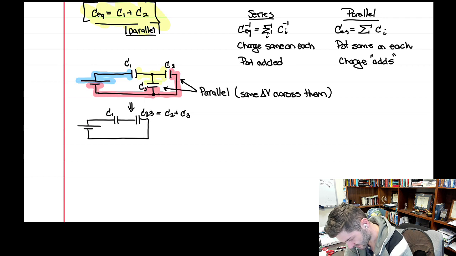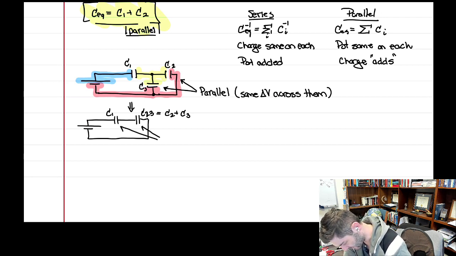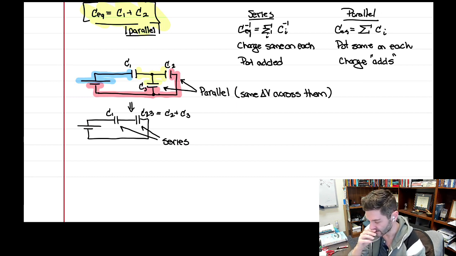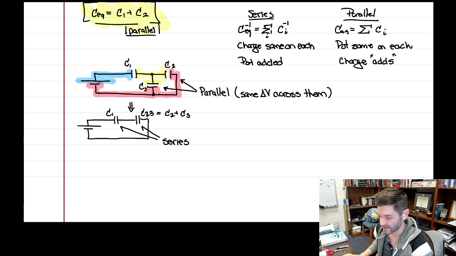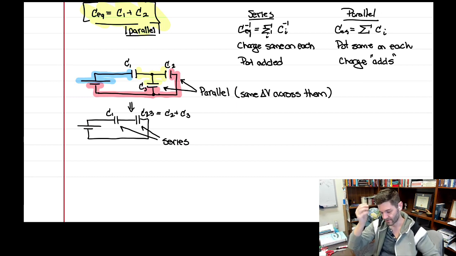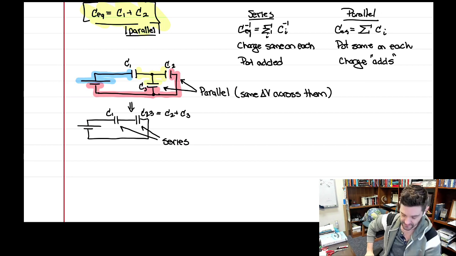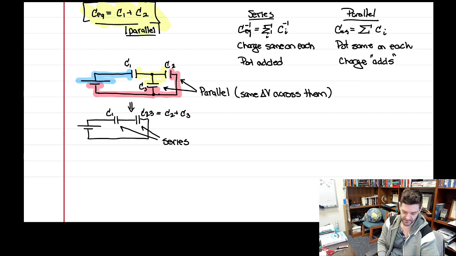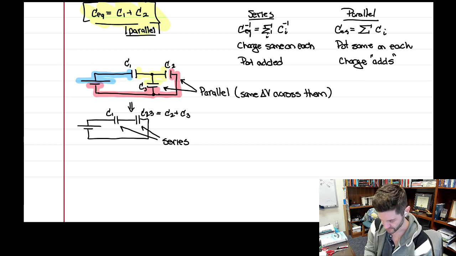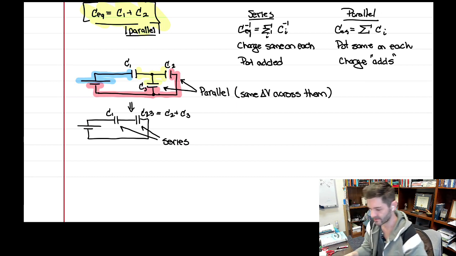But then it's easy to see that these two are indeed in series with one another. And I could replace them with a single capacitor with some equivalent capacitance in the same way, but a different formula in this case. And then as I disentangle them to find the charges and the potentials across them, I have to just remember the rules for series and parallel: which is the charge the same, and which is the potential the same.